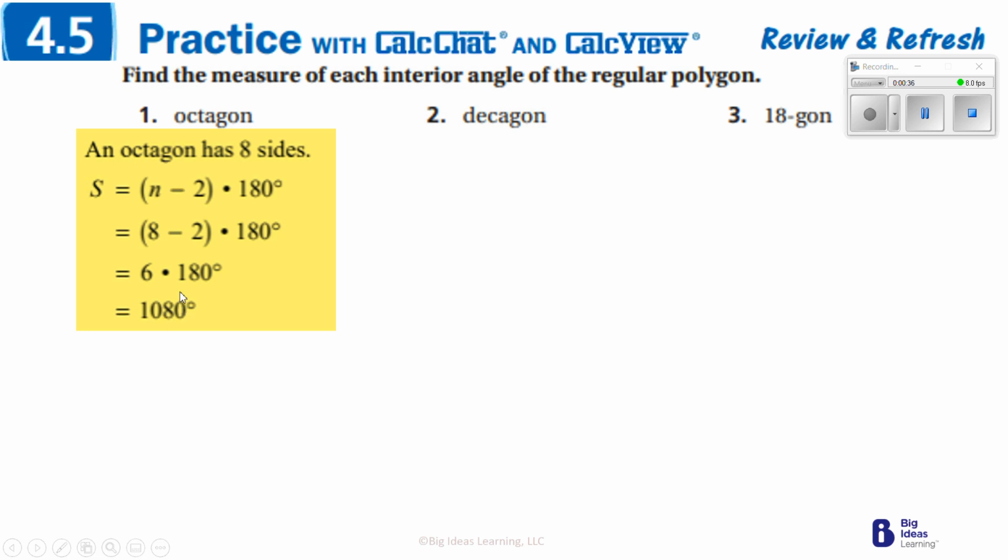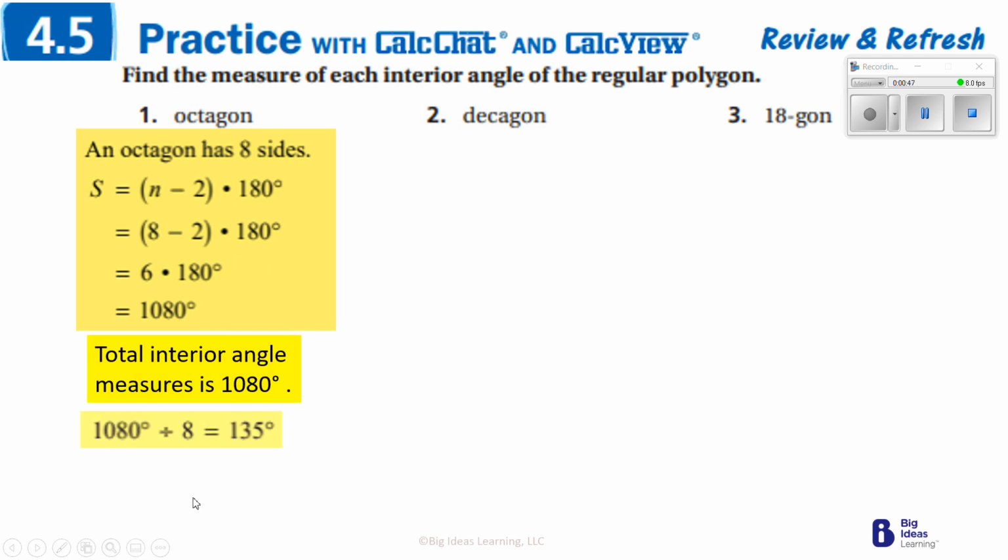Now we know that's the total of the 8 angles in an octagon. So now we're going to have to divide 1,080 by 8 to find out what each one is. And when we do that, we see that each angle is 135 degrees.